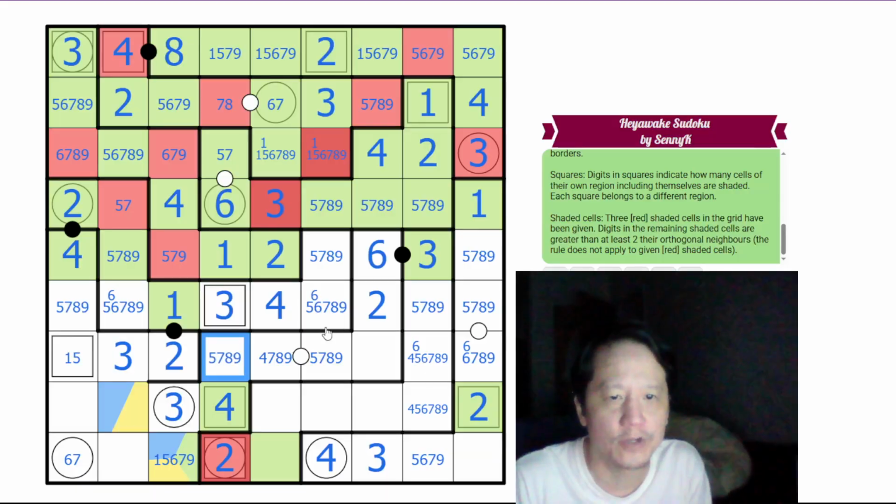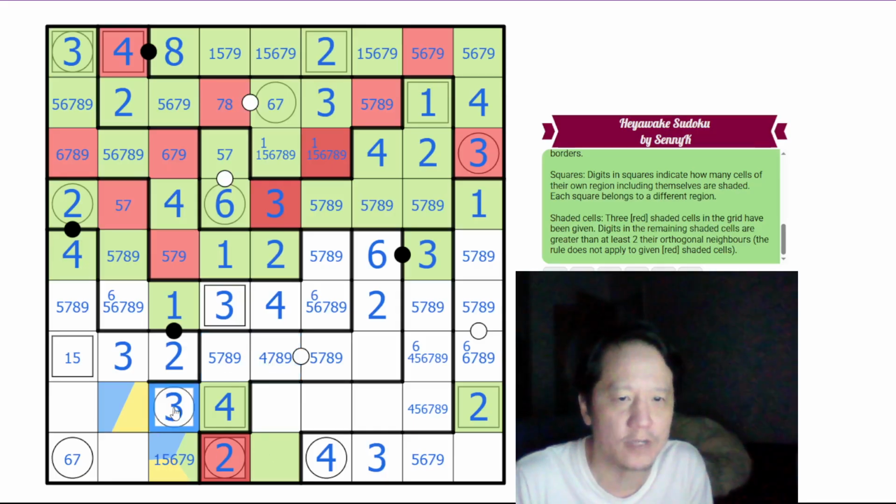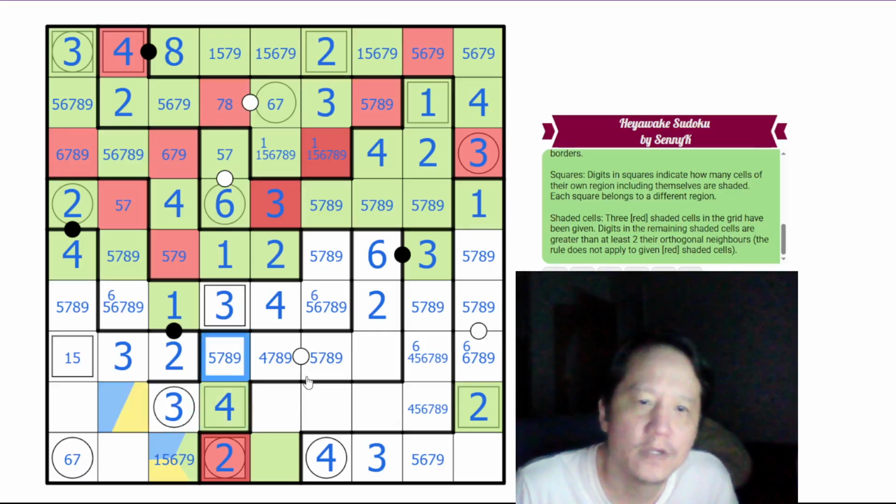No 1 or 4 here. This has to have 4 shaded cells. So one of these 2, one of these 2, one of these 2, and one of these 2. Interesting.